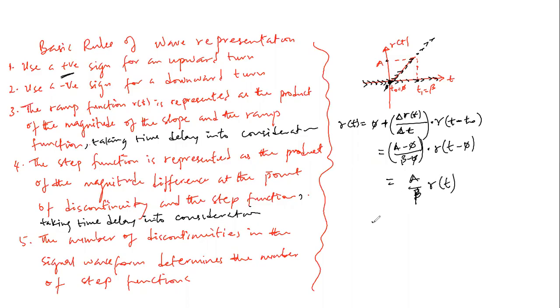Now, since r of t is the same as t u of t, in this case, let's call our signal s of t so we can differentiate between them. Our signal s of t will now be the same as A over beta t u of t.